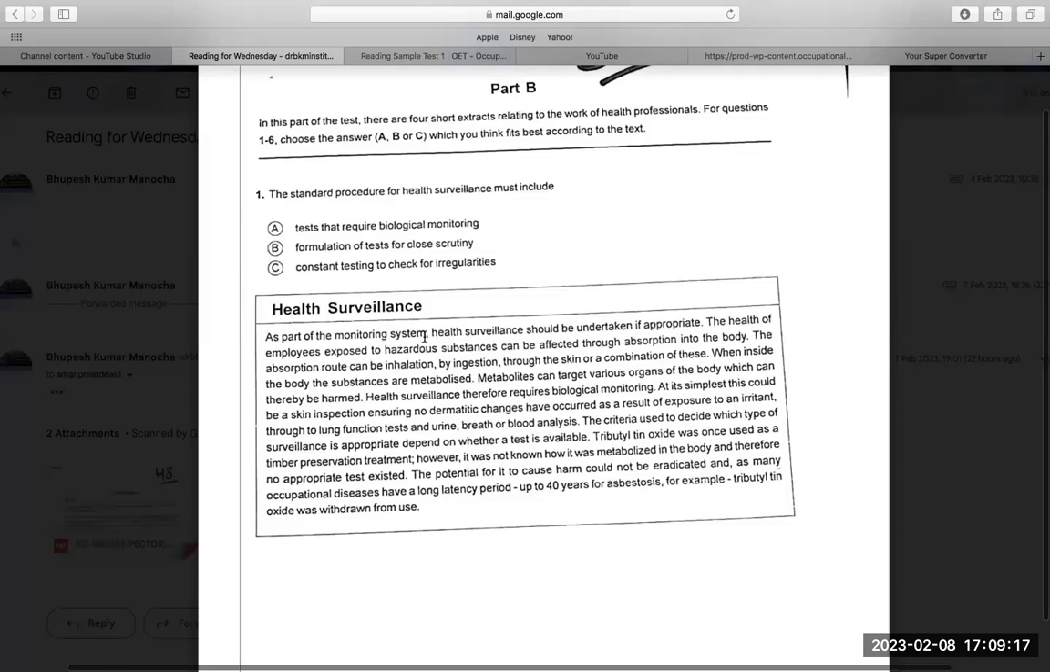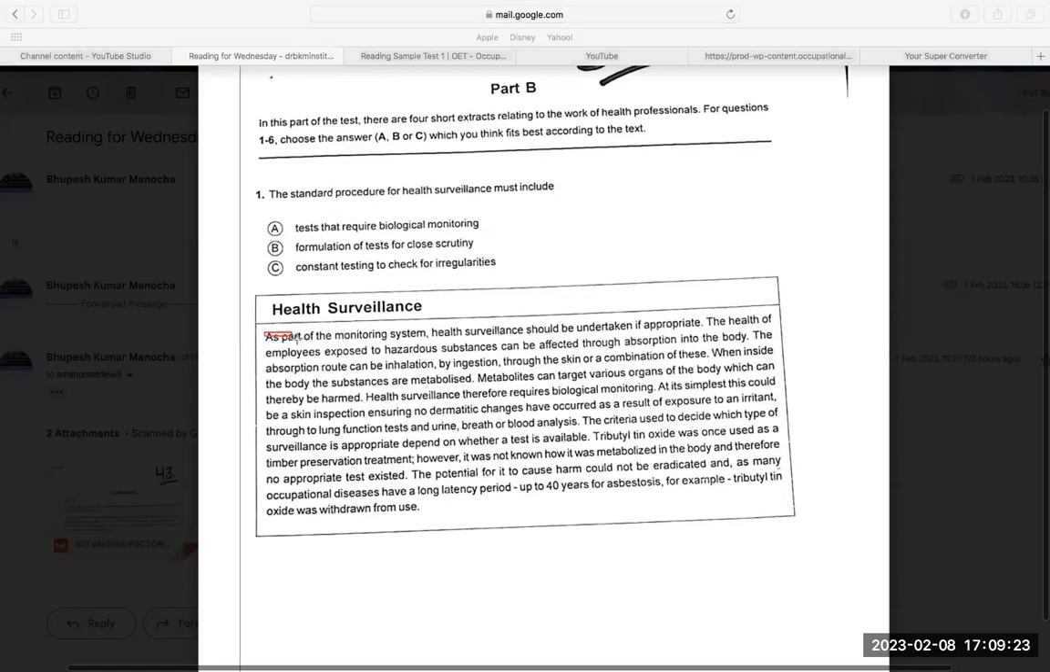So as part of the monitoring system, health surveillance should be undertaken if appropriate. The health of the employees exposed to hazardous substances can be affected through absorption in the body. So if somebody is working in some hazardous environment, obviously the health of that person can deteriorate. The absorption route can be inhalation, by ingestion, through skin, or a combination of these. Suppose you are working in some environment, so you can absorb some chemicals in the form of ingestion, inhalation. So there are different things which can happen.